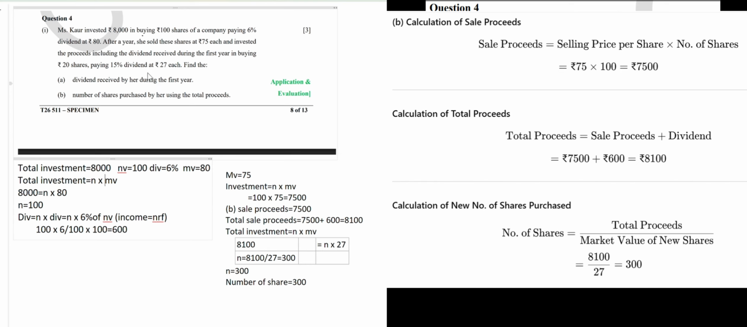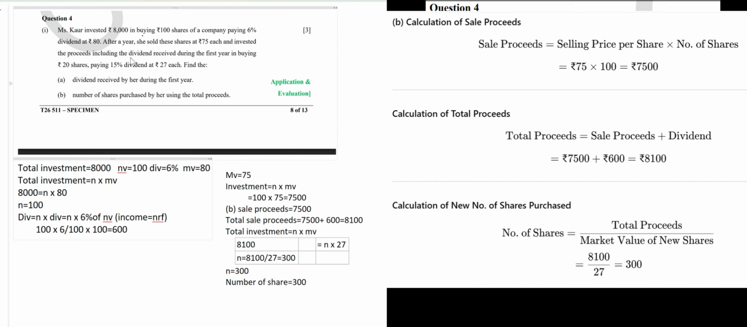Now here MB is given. She sold these shares at rupees 75, so MB is given 75. She invested the proceeds. Investment equal to number of shares into MB, that is total investment. MB means investment on one share. Number of shares is 100, MB on one share is 75, so 7500 is your investment. This is your sale proceeds. Sale proceeds is 7500.